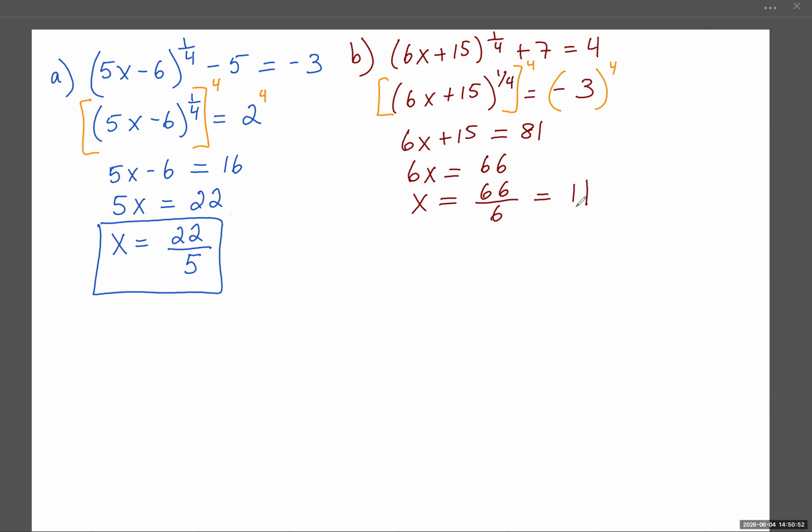11. Now, with these equations, you would be tempted to box it in and leave it, but you can't. The problem with these equations is that if at any point you end up with a negative number on the right-hand side and you're putting it to an even exponent, you can get solutions that don't work for this equation, so you actually have to check them. So let's go ahead and do that.